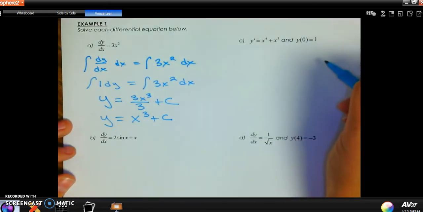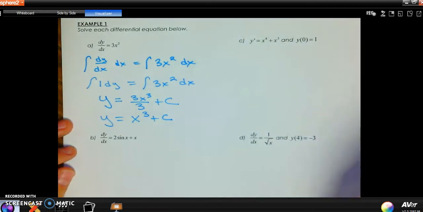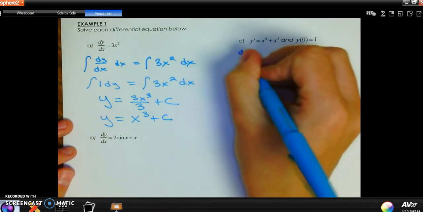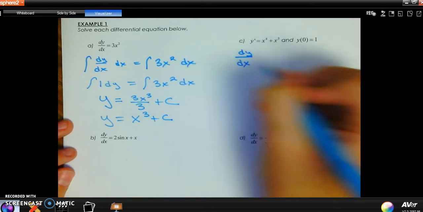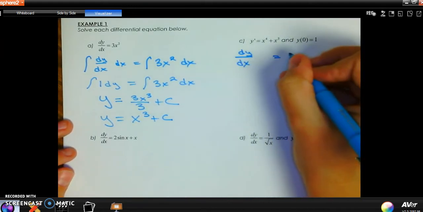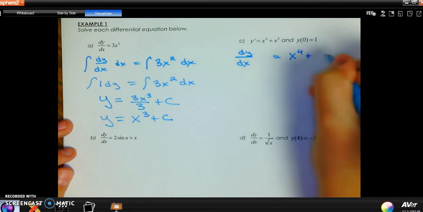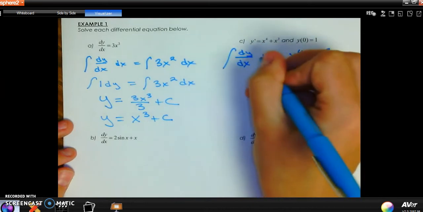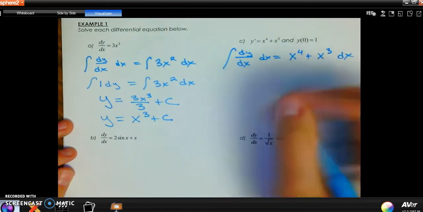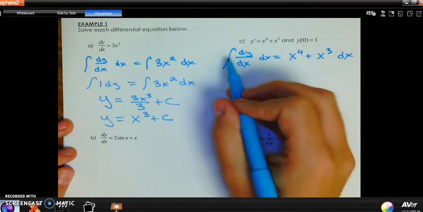Now, if you're given an initial condition, you're going to start it off the same way. The derivative, y prime, is the same thing as dy/dx, and we're still going to say that it equals this. My strategy is going to be the same. I'm going to integrate both sides with respect to x. That's going to cancel, so you're going to be integrating dy.